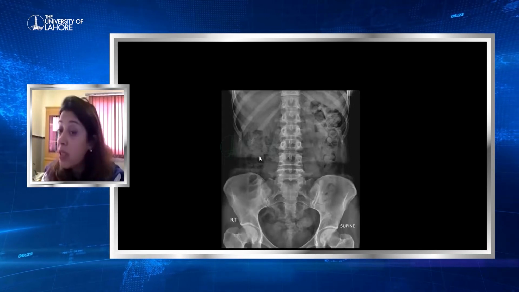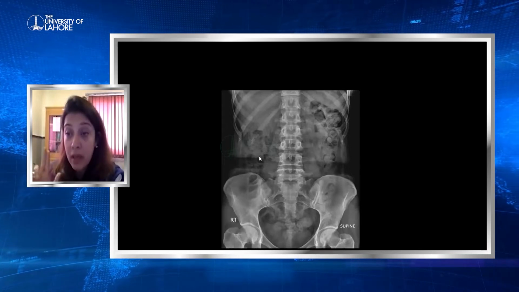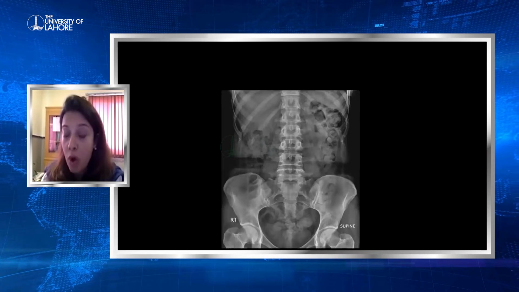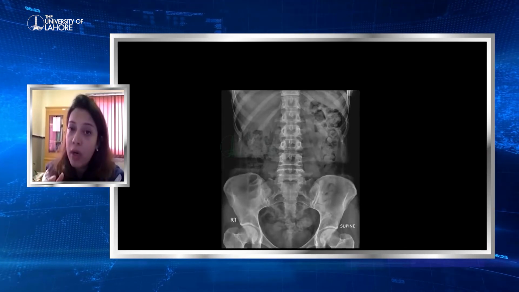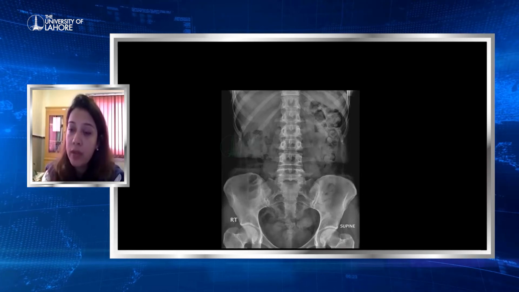If you don't see any air in the abdomen, then you should be alarmed because something is wrong. So you have to see some kind of normal air in the small gut loops, in the large gut loops, and also in the stomach.